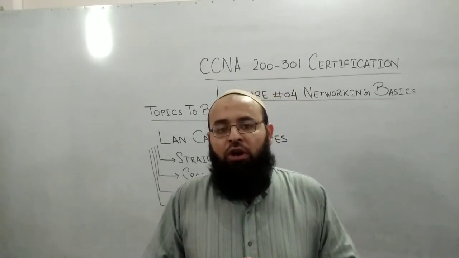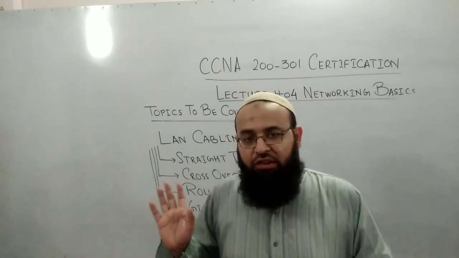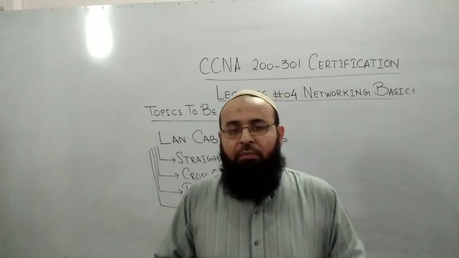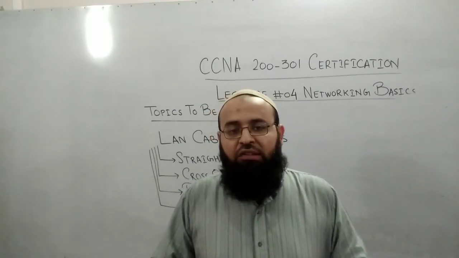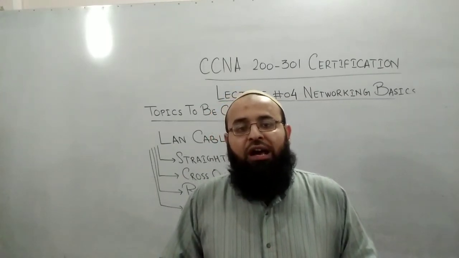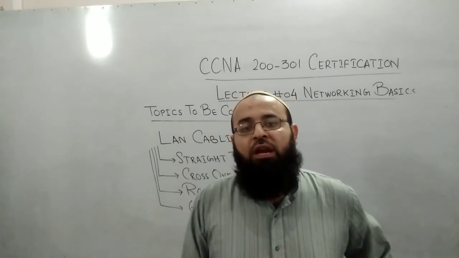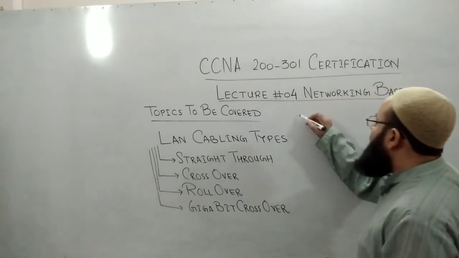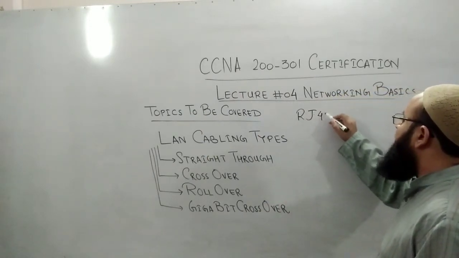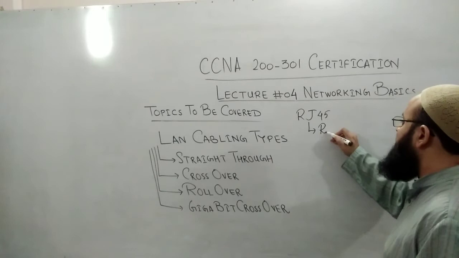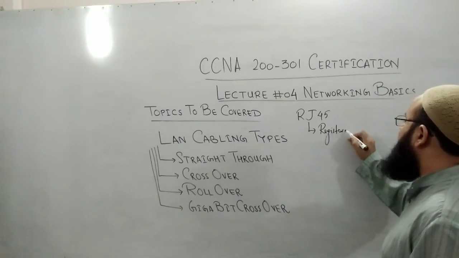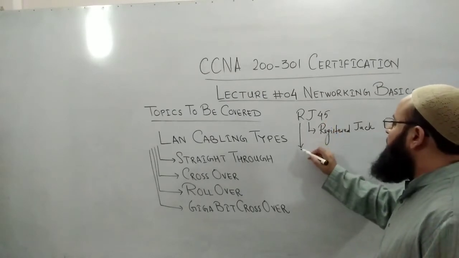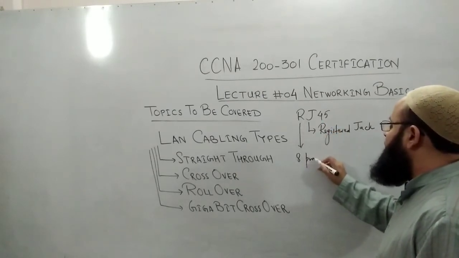So basically what we have to do is to understand these different types of cables. And one thing also you should remember in mind that all the LAN cables are basically terminated using an RJ45 connector. So what is meant by an RJ45 connector? RJ stands for registered jack. RJ45 connectors are used to terminate the LAN cable, and RJ stands for registered jack. Basically RJ45 is an 8-pin modular.